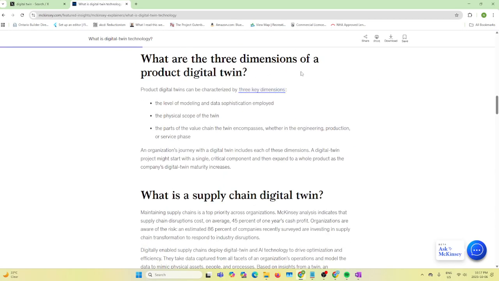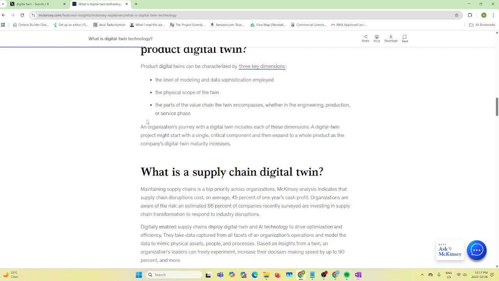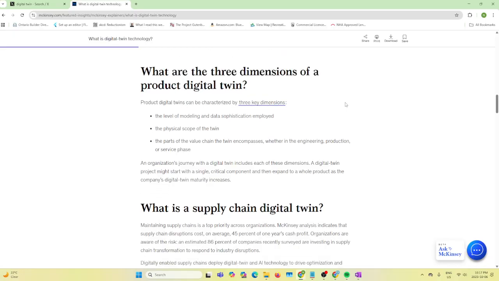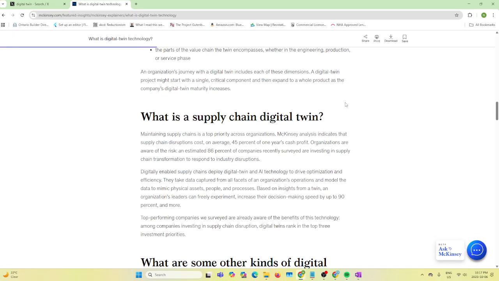Okay, what are the three dimensions of a product? The three key dimensions: the level of modeling and sophistication, the physical scope of the twin, and the part of the value chain that the twin encompasses, whether it's engineering, product, or service phase. So there are multiple phases where a digital twin can be applied. Okay, that actually makes sense. When you really think about data flow diagrams, they're essentially a very low-level digital twin, right? You get to visualize how certain things are connected.